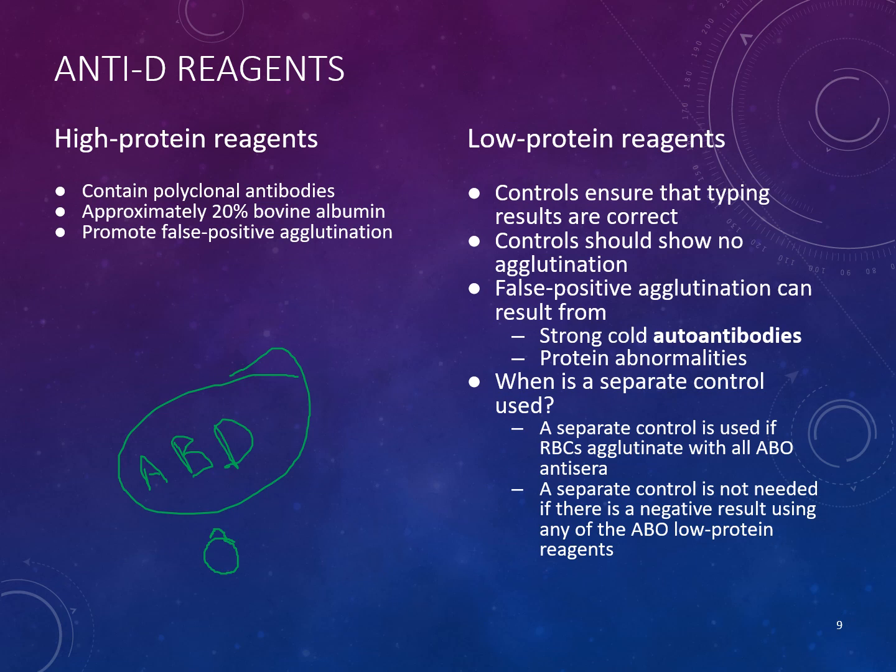So a separate control is not needed if you have a negative reaction, because that means that when you've used those low protein reagents and you got that negative reaction, then you are capable of getting a negative reaction for that patient. It's only when all three of those tests are positive that you need to be concerned that there is some sort of autoagglutination going on. So you'd run that auto control to verify.